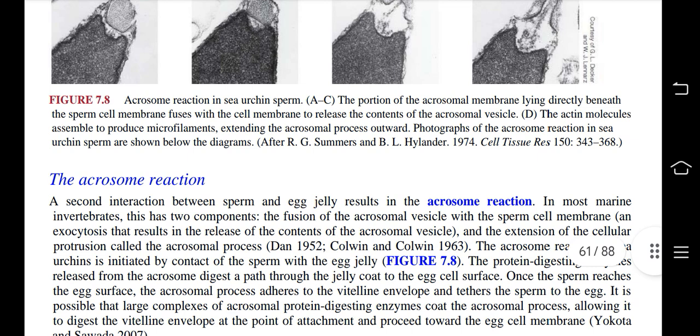Acrosome reaction in sea urchin sperm. The portion of acrosomal membrane lying directly beneath the sperm cell membrane fuses with the cell membrane to release the contents of the acrosomal vesicle. The actin molecules assemble to produce microfilaments, extending the acrosomal process outward.